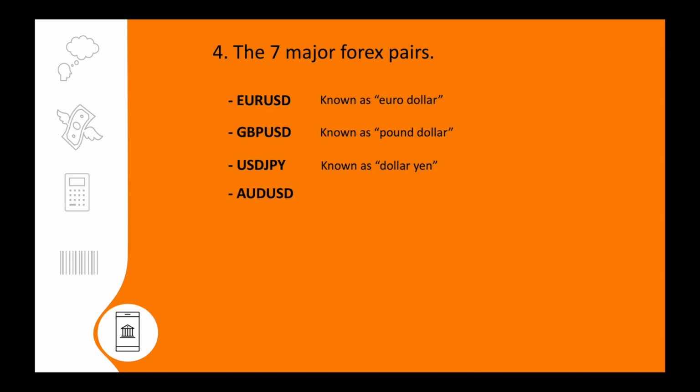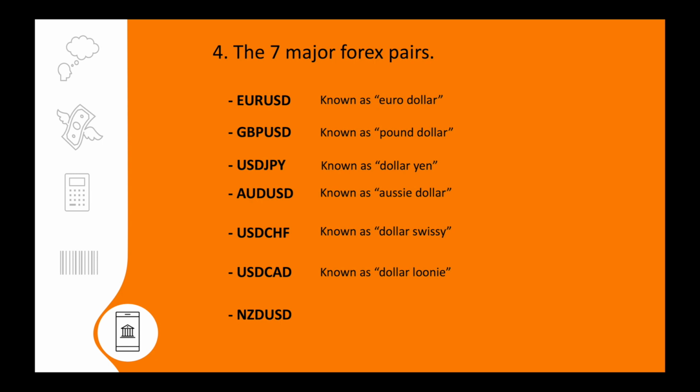We have the Aussie USD, which is also known as the Aussie dollar, the USD Swiss franc, which is also known as the dollar Swissy, the USD CAD, which is also known as the dollar loonie, the New Zealand dollar US dollar, which is also known as the Kiwi dollar. So now you have the 7 major pairs in front of you.